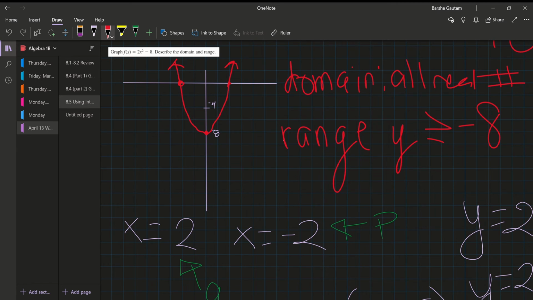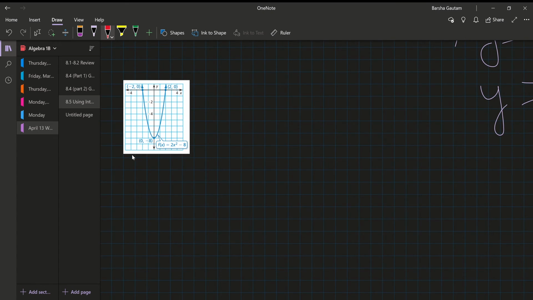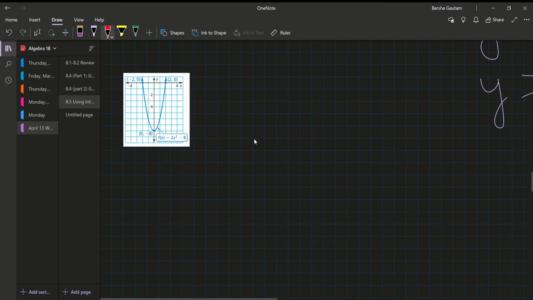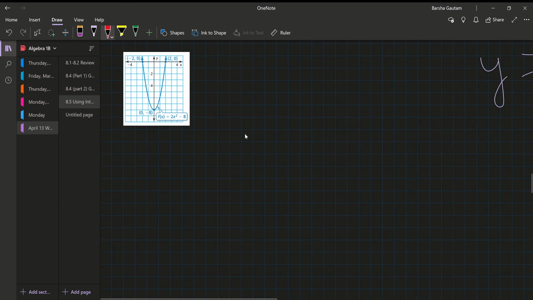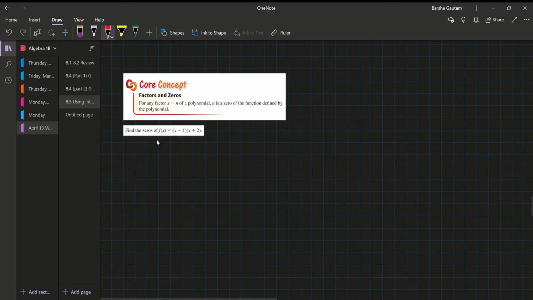Okay, let's go ahead and try another one. And this is what the graph would look like. This one's a little bit neater than the one I made. And here you can see the x-intercepts, and you can see the y-intercept, the vertex, and the axis of symmetry right here. Okay, let's try this one.